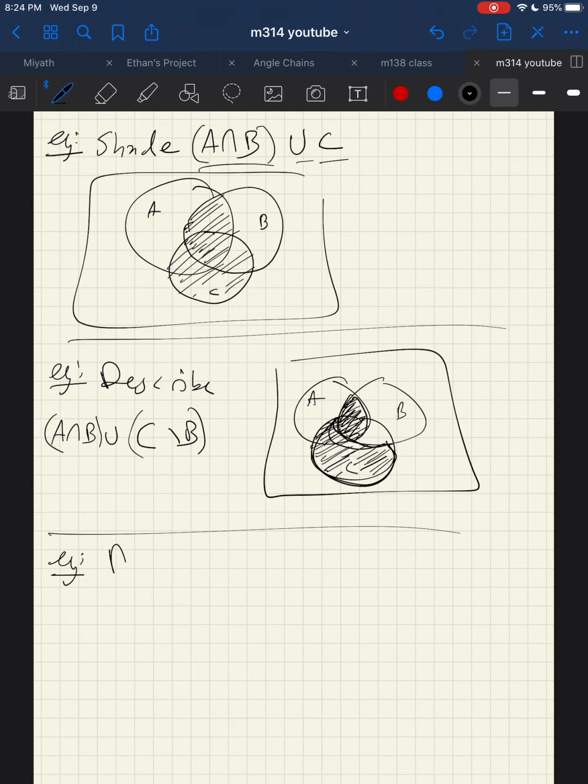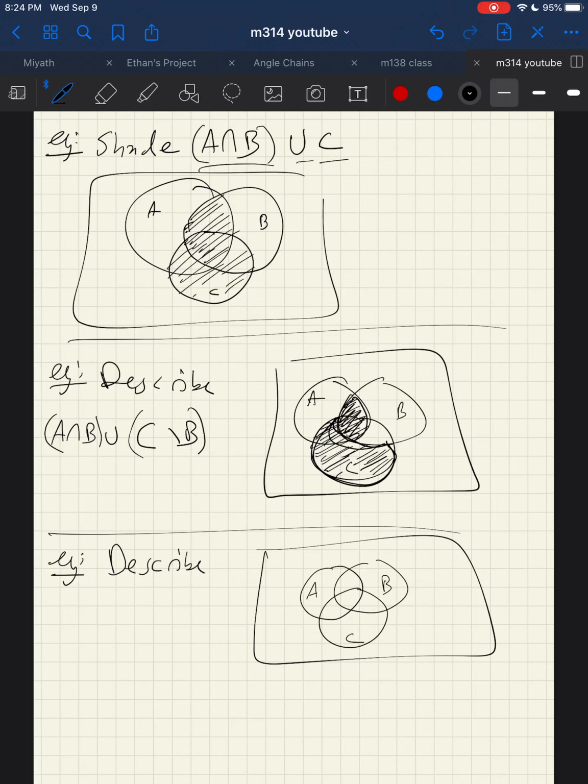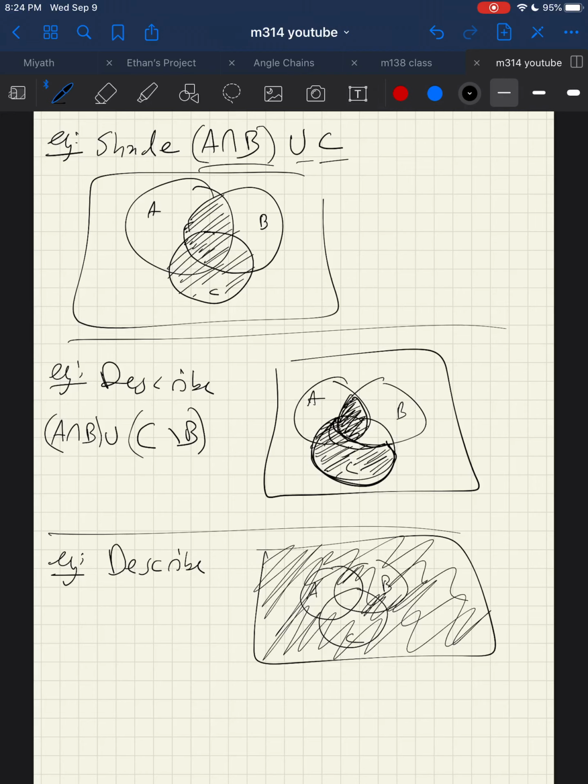Let's maybe do one more. Let's describe. Let's shade everything in except that little middle triangle. And so this one would be A intersect B intersect C complement. Okay, because it's everything but A intersect B intersect C.